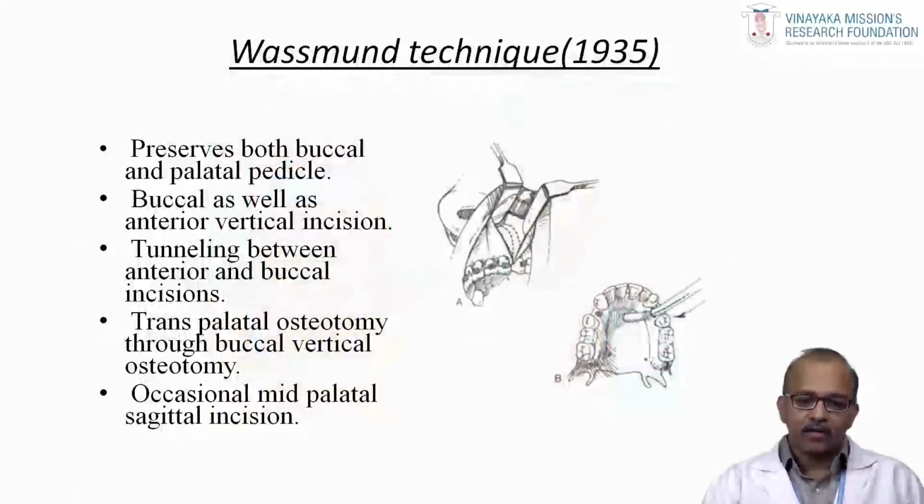Three techniques are there. The Wassmund technique in 1935 advocated buccal as well as anterior vertical incisions, and then placing the osteotomy cut. Tunneling can be done with these incisions. Transpalatal osteotomy cut should be done with the buccal cut. Occasionally a mid-palatal sagittal incision can be given.